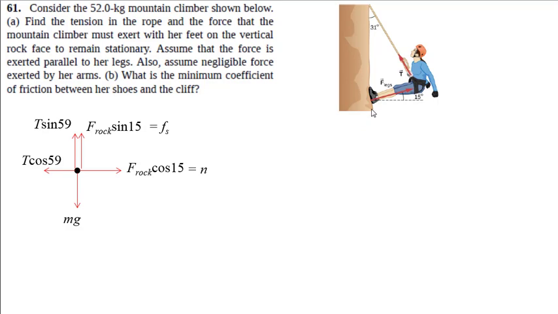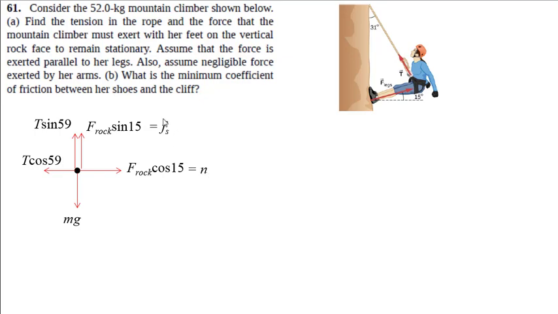So static friction is pushing directly up on her feet. Doesn't that kind of make sense? If there was no static friction here and she tried to push like that, her legs would slip down. So static friction is the force pushing up and keeping her legs from slipping down.